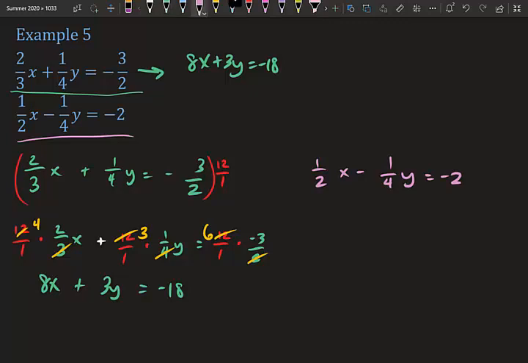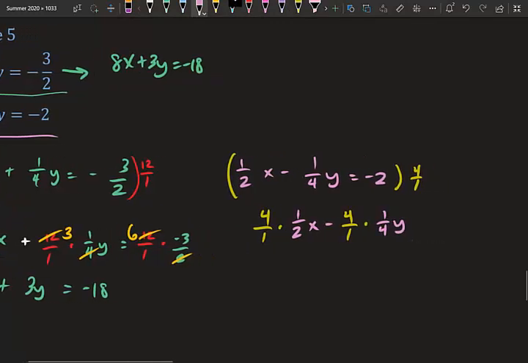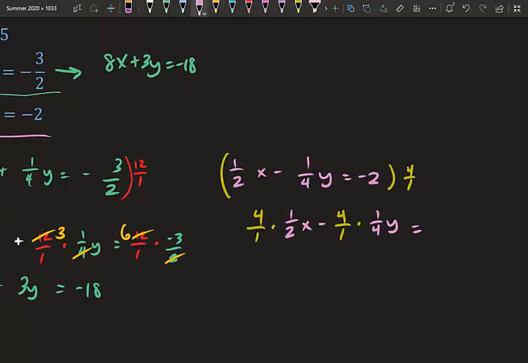Now, same thing for our purple one. So we're going to multiply everything by 4 over 1. So we'll have 4 over 1 times 1/2 x minus 4 over 1 times 1/4 y, and that equals 4 times negative 2. It's not a fraction, so we don't need the fraction.